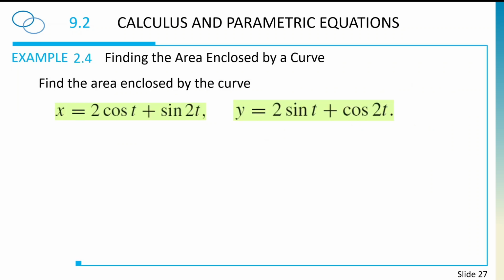Now the first question we have is this. We need to find the area enclosed by the curve x equals 2 cosine of t plus sine 2t, y equals 2 sine of t plus cosine 2t. Here they didn't give me any interval for t. What's the interval for t? I need to think about an interval where this curve will be traversed only once, without an overlap.